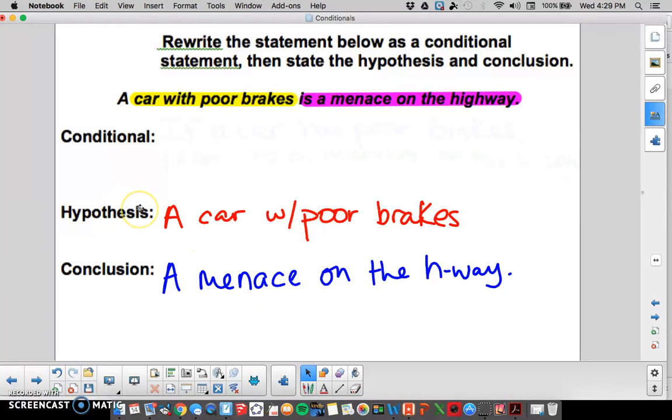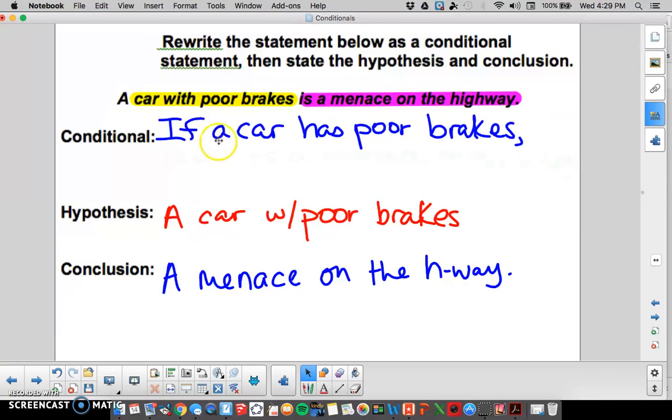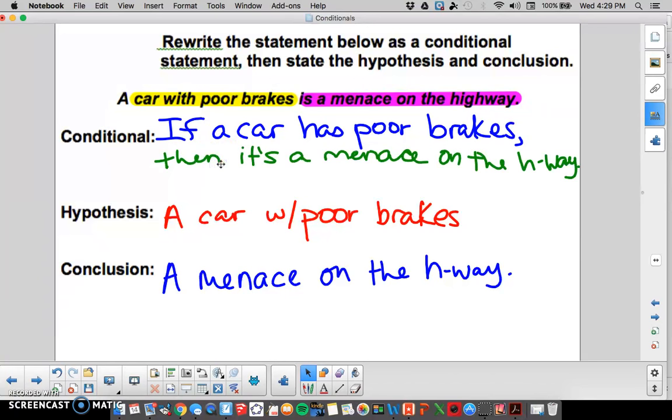So the hypothesis is our "if" part. The conclusion is the "then" part. So now we're just going to put them together. If a car has poor brakes, then it's a menace on the highway. And that's how we construct the conditional.